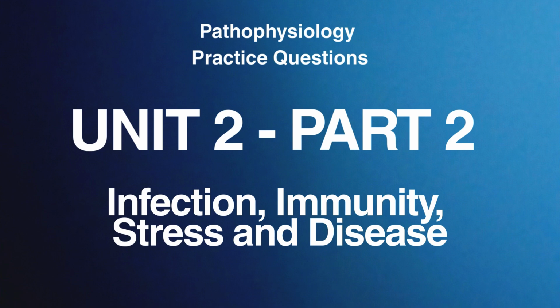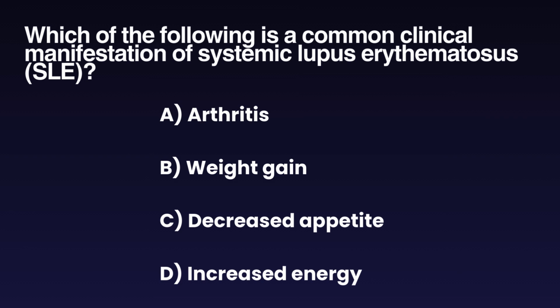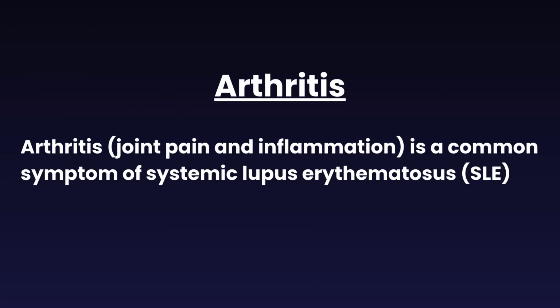Which of the following is a common clinical manifestation of systemic lupus erythematosus, SLE? A. Arthritis. B. Weight gain. C. Decreased appetite. D. Increased energy. Correct answer: A. Arthritis. Arthritis, joint pain and inflammation, is a common symptom of systemic lupus erythematosus, SLE.